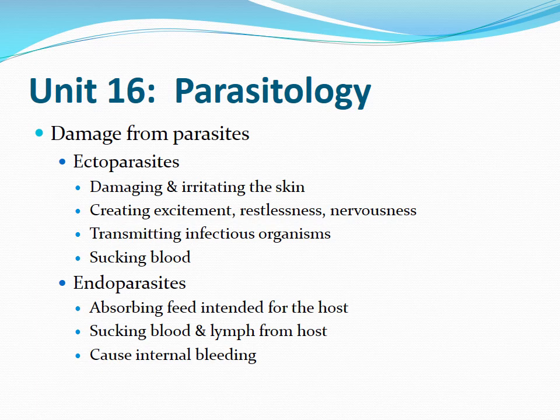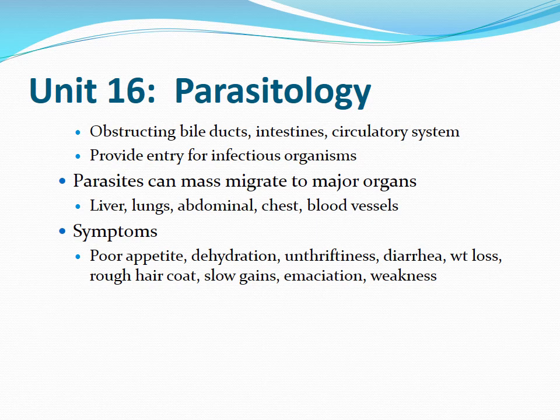Endoparasites then are generally feed absorbers. They're kind of robbers of valuable nutrients from the host animal. They may suck blood and lymph from the host and cause some kind of internal bleeding, or even, what's not listed here, sometimes more damaging blockages in different organs throughout the body. Obstructions can include bile ducts, intestines, circulatory system, things of that nature. And obviously as they cause damage like that, you can have infectious organisms or bacteria that take over and cause problems related to that. So there wasn't maybe a pathway for a bacterial problem to develop an infection prior to that, but the parasites cause just enough damage that then there's a bacterial infection that develops.